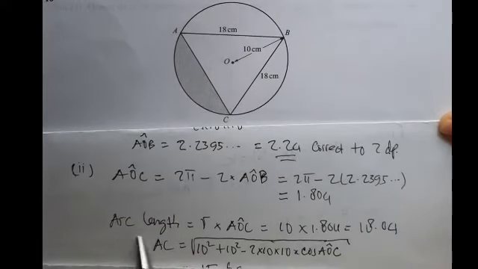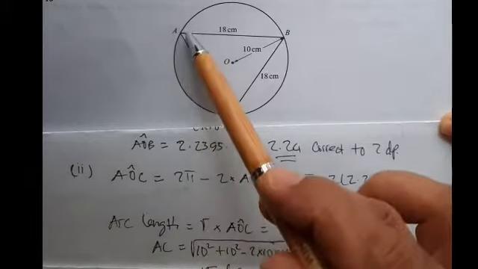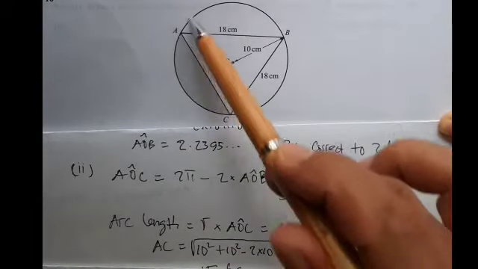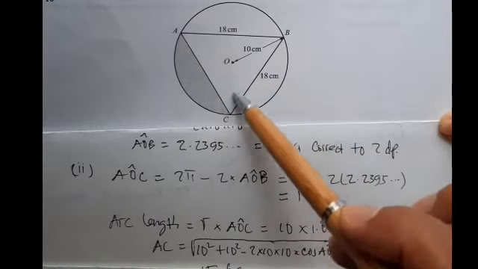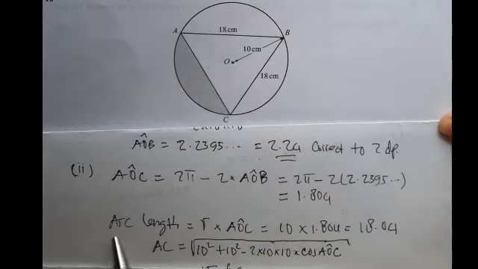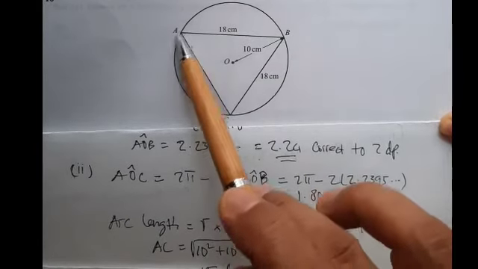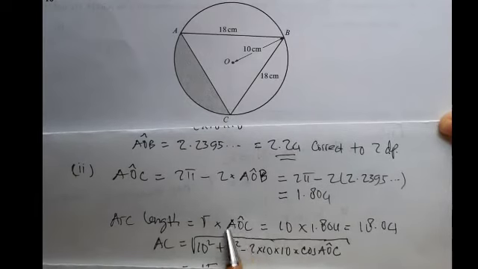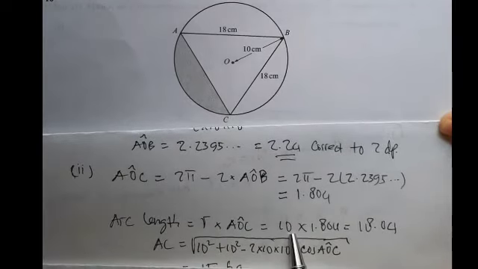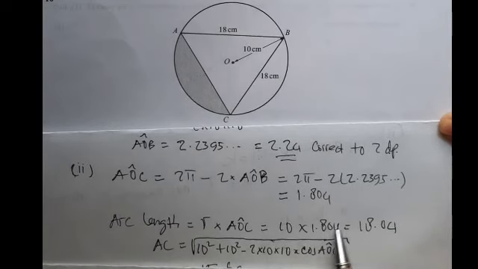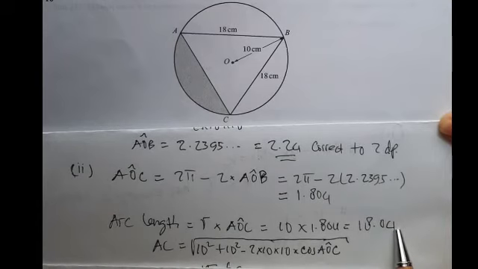Now, the arc length of AC is the radius of this circle times angle AOC in radians. Thus the arc length of AC is r times angle AOC in radians, where r is 10 and angle AOC is 1.804 radians. Thus, the length of the arc is 18.04, unit is cm.